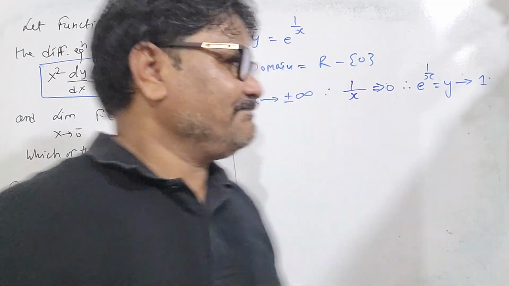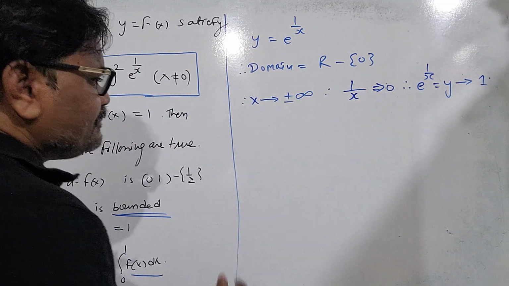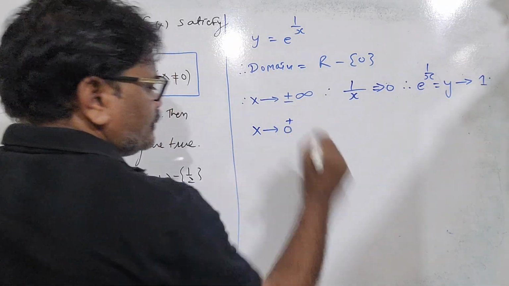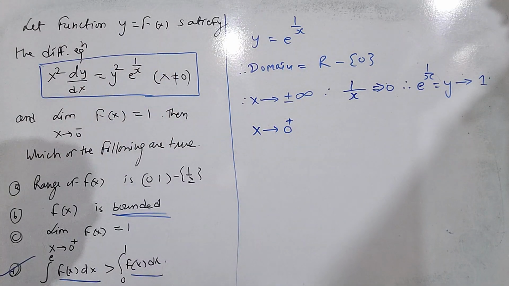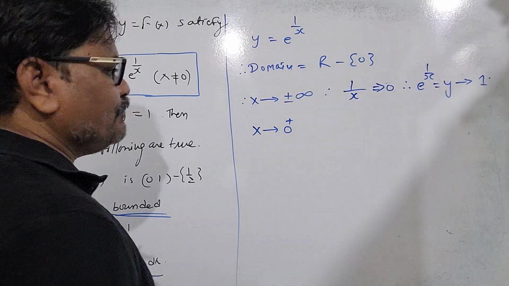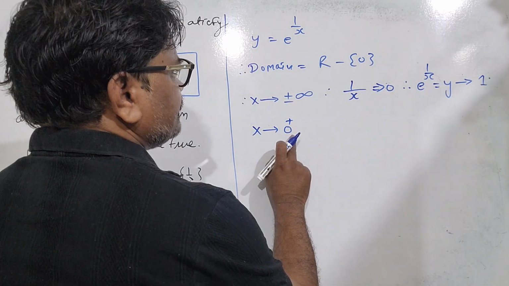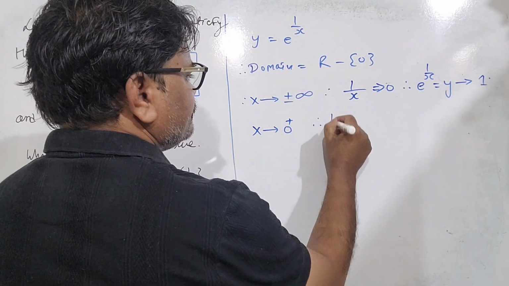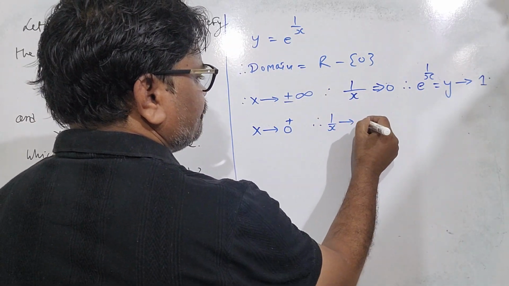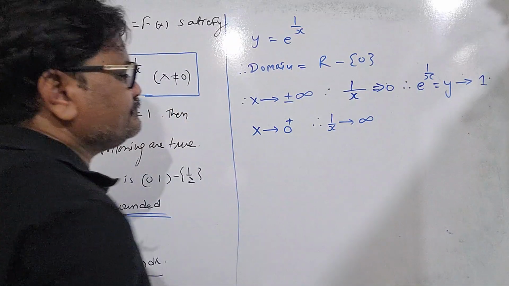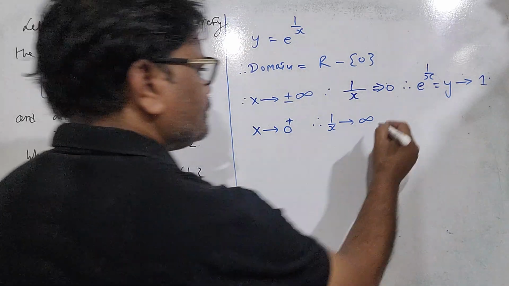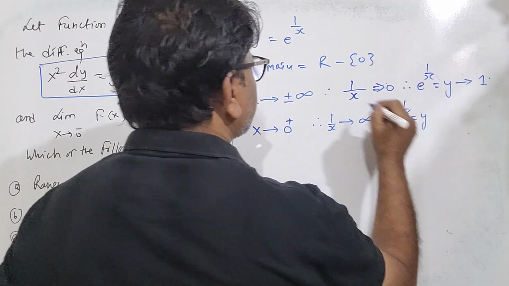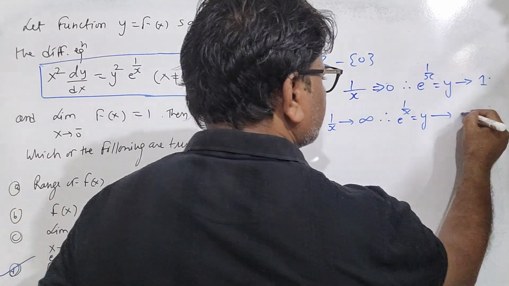Got it? Okay, fine. Now coming to when x is approaching 0 positive. This is e^infinity, since 1/x is approaching positive infinity. And therefore e^(1/x), that is y, is approaching infinity.